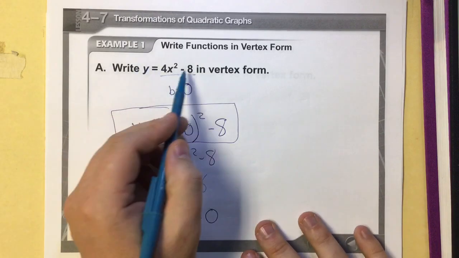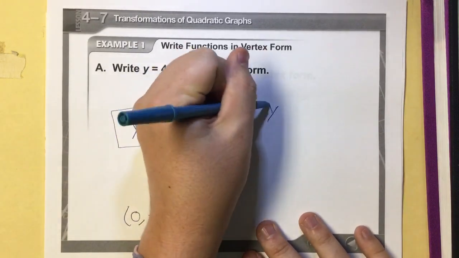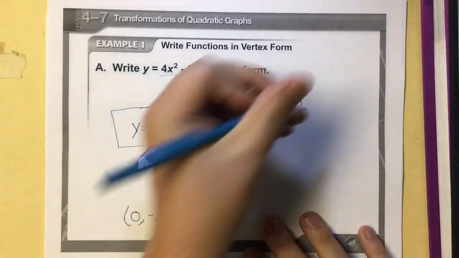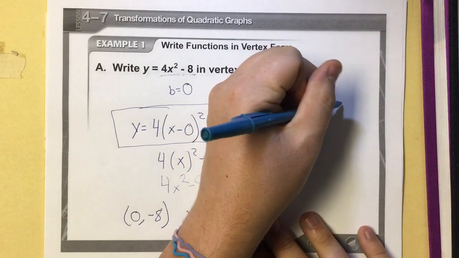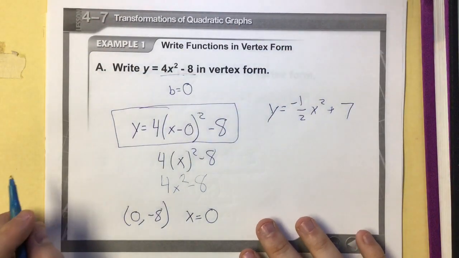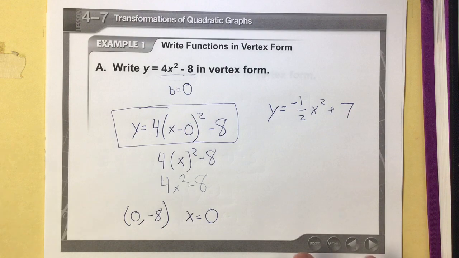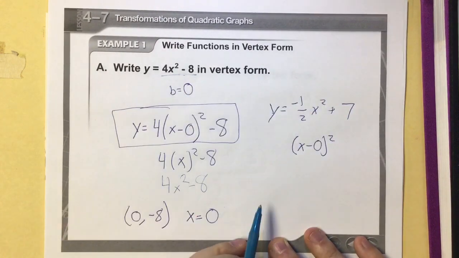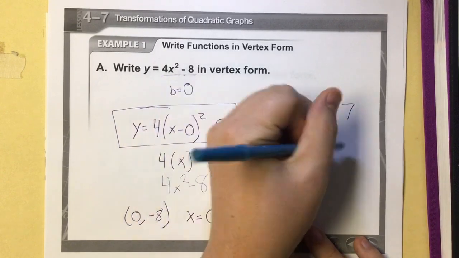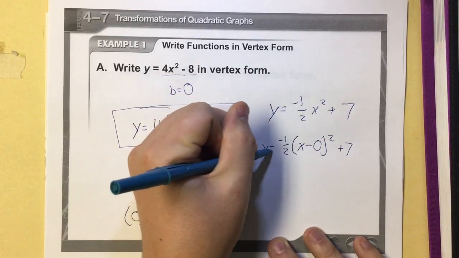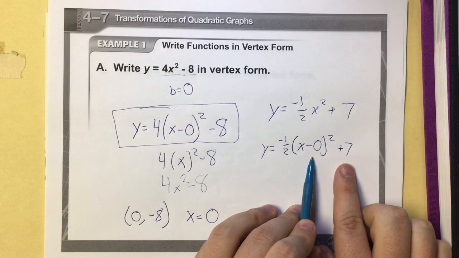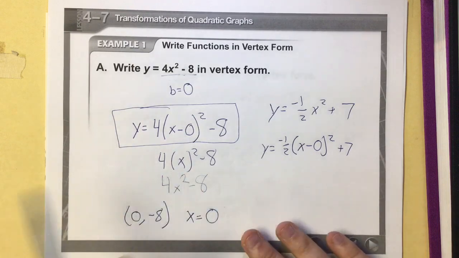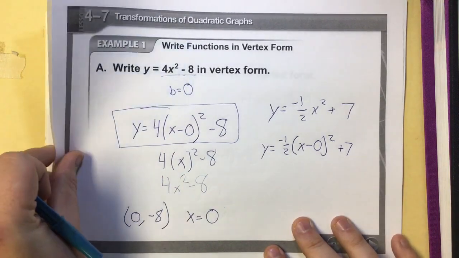Just to give another example of something where b is 0, just make something up, y equals, how about a negative, and how about a fraction? So y equals -1/2 x squared plus 7. It's my favorite number. All right, again, b is 0. So as soon as I see that b is 0, I'm going to do my x minus 0 in parentheses squared. Put the -1/2 in front and the plus 7. My vertex would be 0, 7. My axis of symmetry would be x equals 0. Anytime b is 0, it's going to look like that. And I know you have at least one on your worksheet like that.